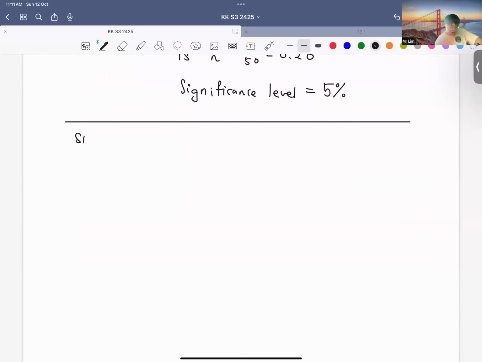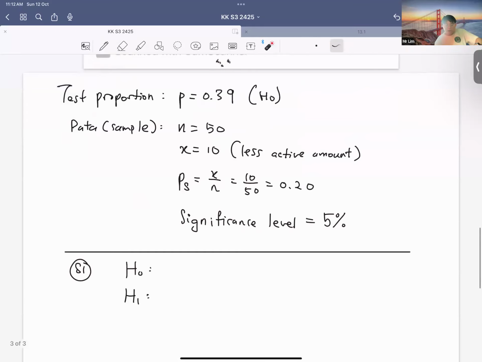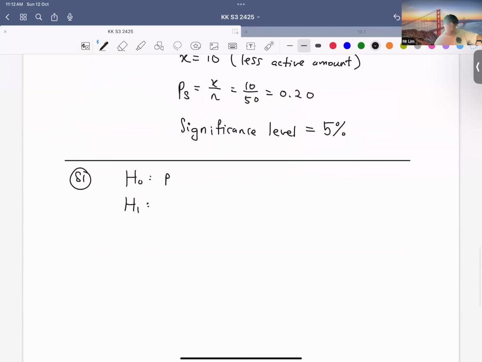Step one is always to state the null hypothesis and the alternative hypothesis as required in your exam. H naught is the claim you want to test whether it is true or not. This is what we believe, what the old survey has done, and you are going to test it. So P equal to 0.39 is not your claim, but the original claim, the government survey.